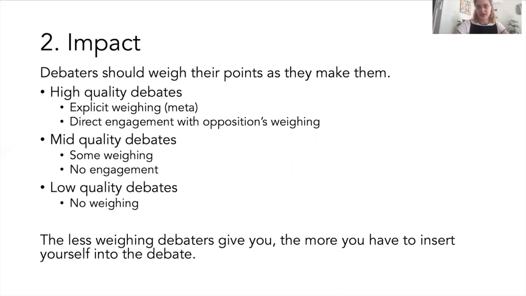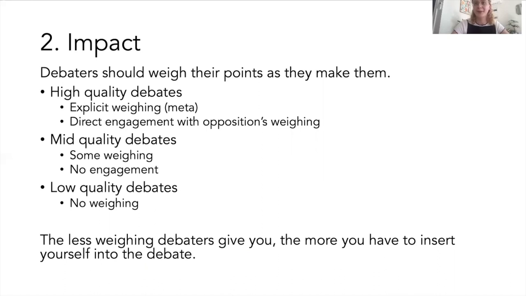An extra thing that high quality debates will contain is direct engagement with the opposition's weighing. So let's say you had a motion that's about healthcare systems, and one side says that it's better for your personal autonomy, and then the other side says it's actually better for your longevity. Both teams in a high quality room would actively acknowledge the other team's weighing and explain why theirs is more persuasive. In mid-quality debates, you tend to get some weighing.